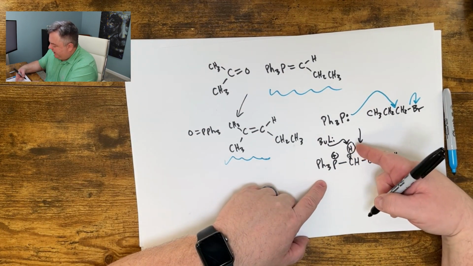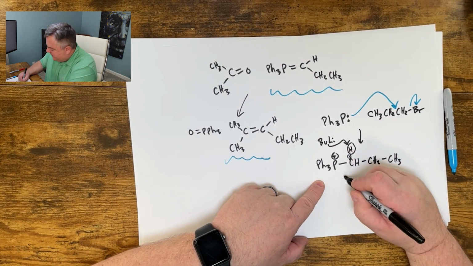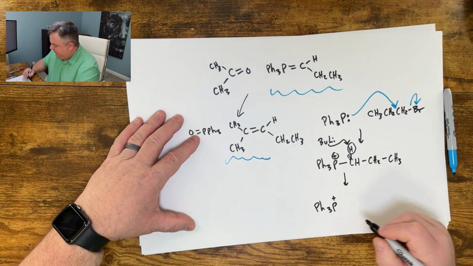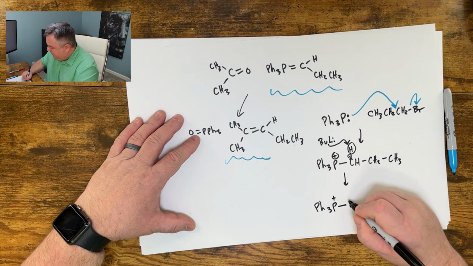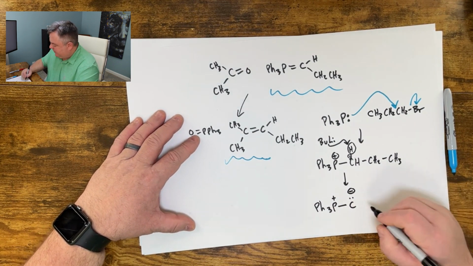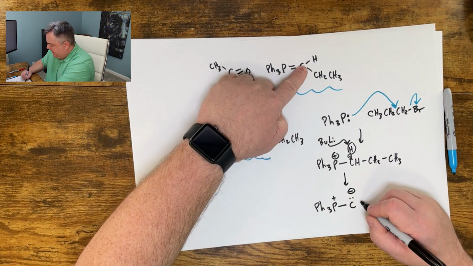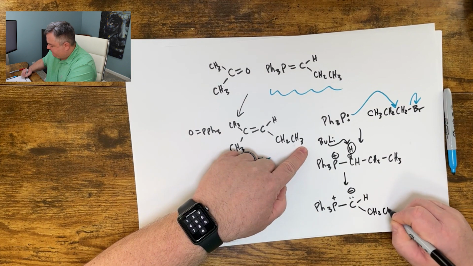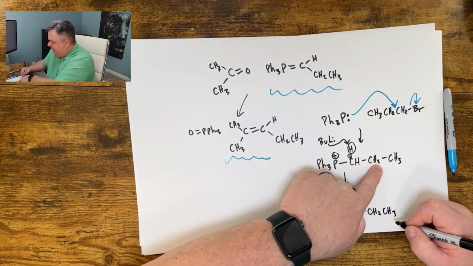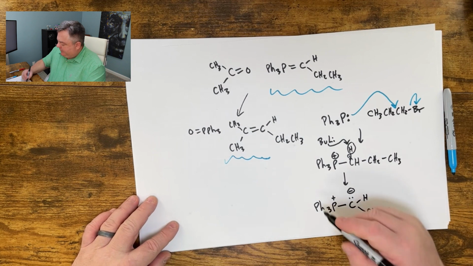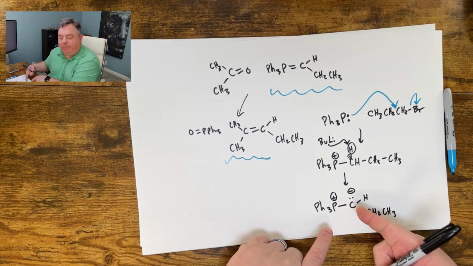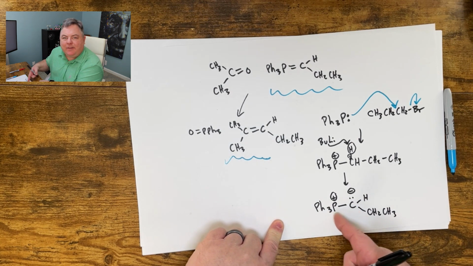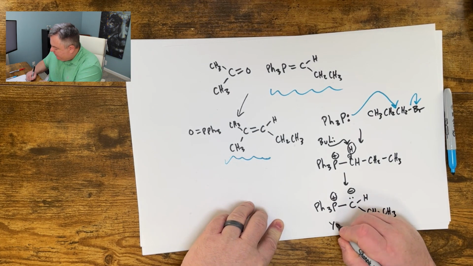So once I pull off H+, and these electrons stay on that carbon, it makes triphenylphosphine with a positive on the phosphorus, bonded to a carbon with a lone pair, and it's got a negative charge. And I've got my hydrogen and my ethyl group, which is here and here. Now some people like to draw in this form with a positive and negative next to each other. Whenever you have a compound with a positive and negative right next to each other, that's called an ylide.